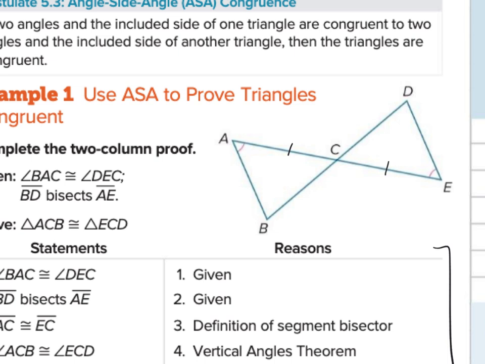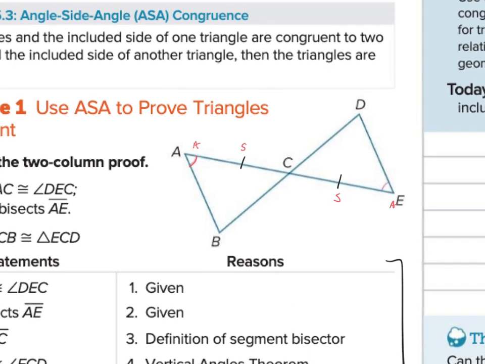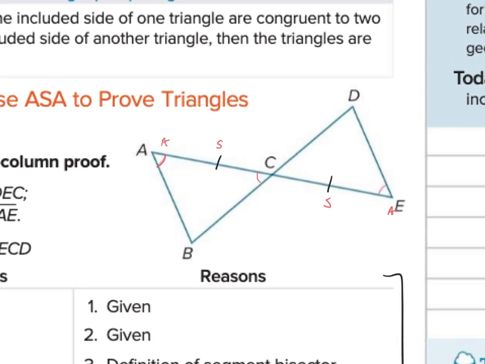So let's think about what we have. We have an angle, we have a side, we have an angle. And knowing what we do about vertical angles, we should be able to determine that those two angles are congruent because they're vertical angles. Therefore we have angle side angle of one triangle congruent to angle side angle of another triangle. So those are the kinds of things that we need to be able to recognize and apply. And this is my included side.